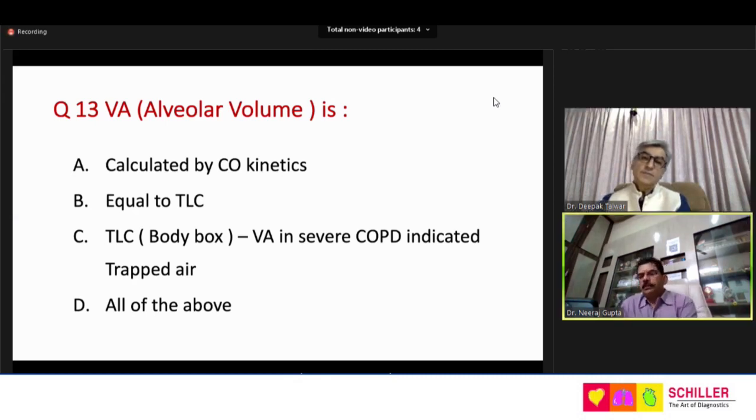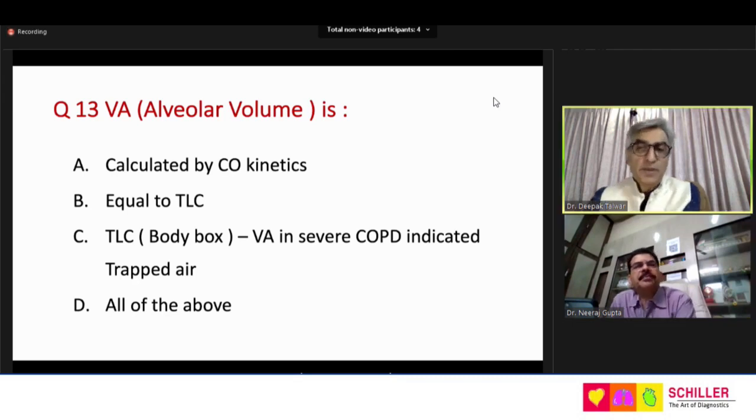So one third for option 2, 1/3 for option 3, and 1/3 for option D. Okay, so I think I would agree with a lot of you, because this is a little confusing and a difficult question. But VA is not a total lung capacity.